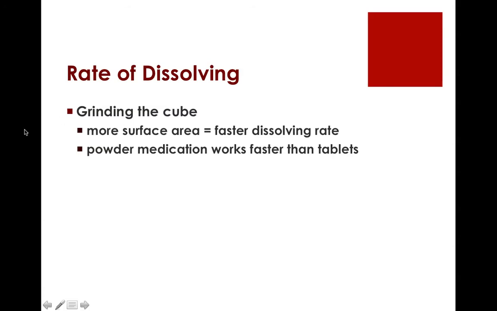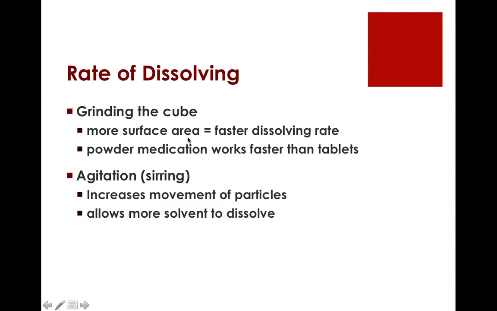Okay? This is why if you need a medication to work really fast, you usually have it delivered in a powder instead of a tablet. So aspirin is in tablets, but if you want fast-acting aspirin, it usually comes in a capsule filled with powder, because the powder has more surface area. Okay, what else can we do?